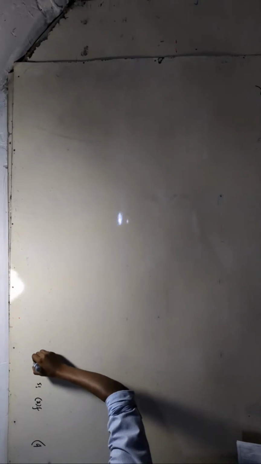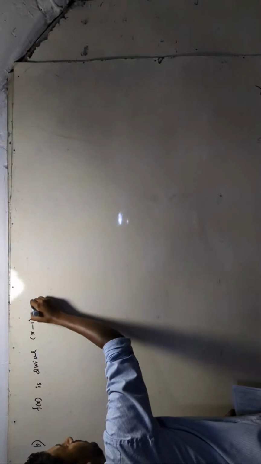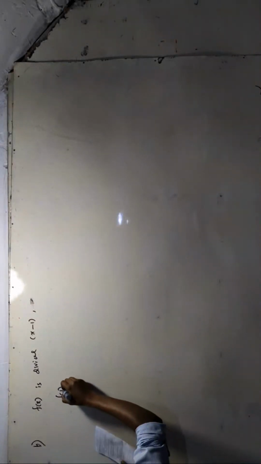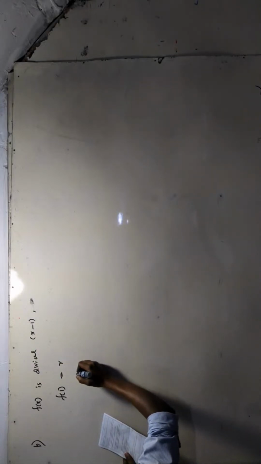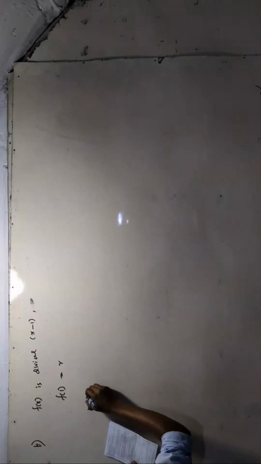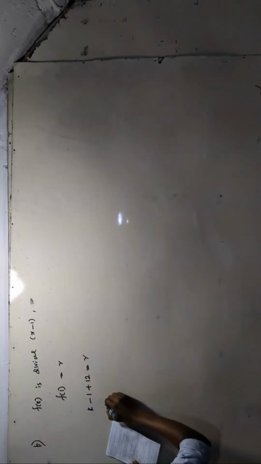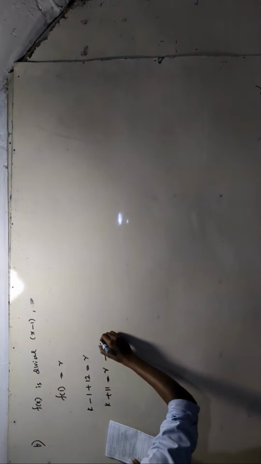Polynomial one. f(x) is a polynomial and k is a constant, but f(x) is given to us. When f(x) is divided by x minus 1, the remainder is r. When it is divided by x minus 4, the remainder is 8. Find k and r now. Okay, let's see. When f(x) is divided by x minus 1, what is the remainder? f(1), that is equal to r. That means k minus 1 plus 12 is equal to r. That means k plus 11 is equal to r. This is the number 1.